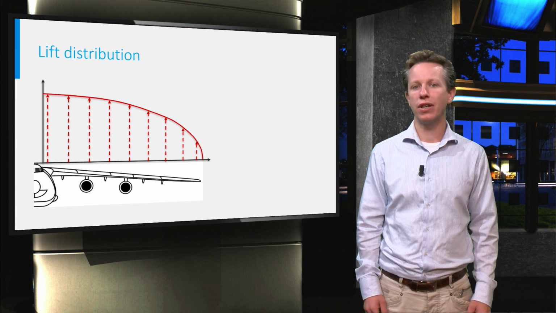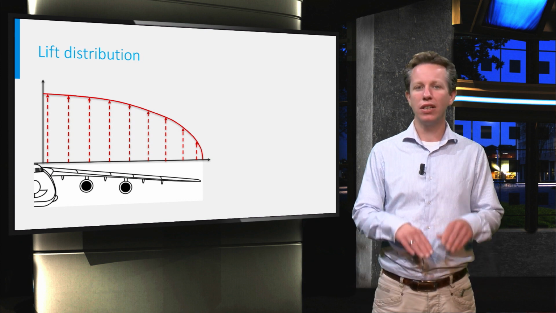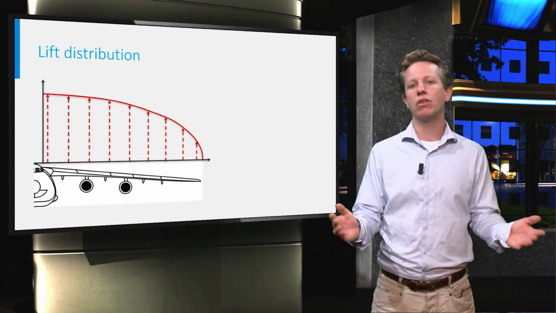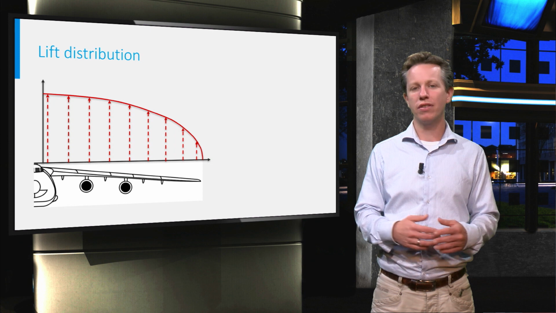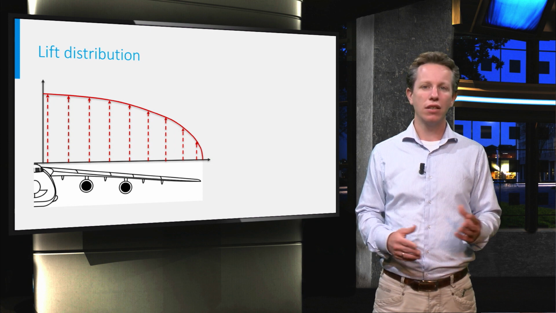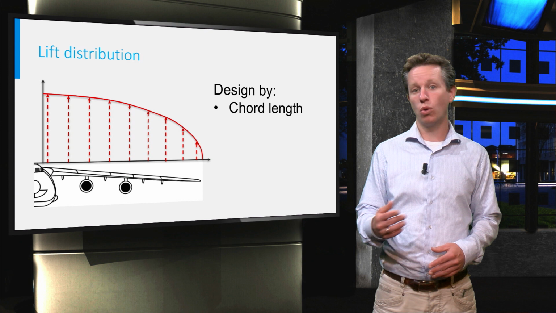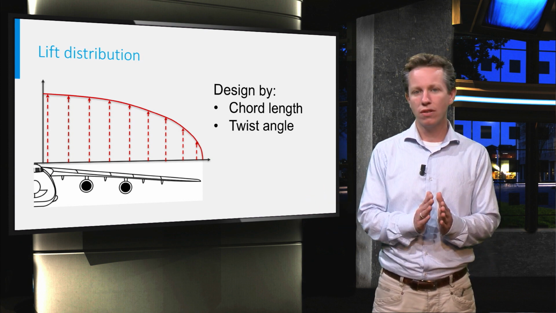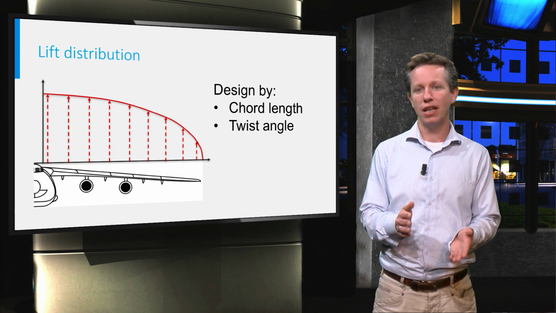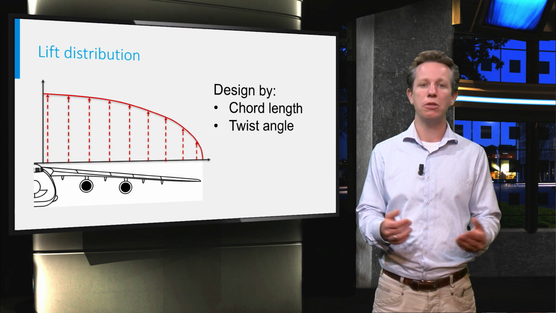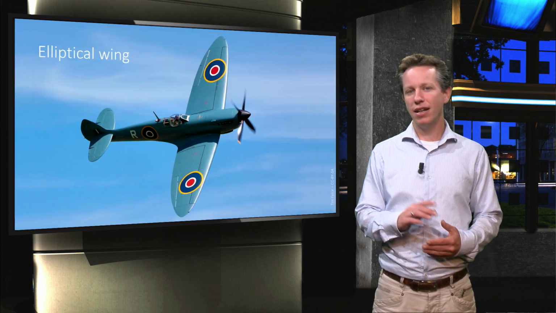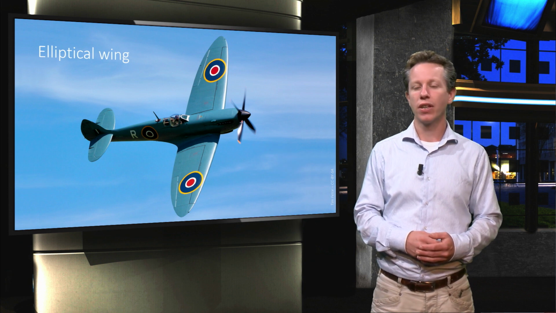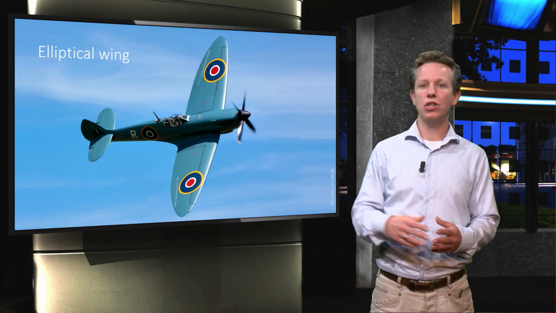The span efficiency factor phi represents how the lift is distributed over the wing. In the ideal scenario, it is elliptical because this results in a constant downwash behind the wing. The lift distribution can be designed by the chord length and the twist angle of the wing. With a smaller chord, there is less lift force, and with a twist angle, the sectional angle of attack can be specified. A nice example of an aircraft with an elliptic lift distribution is the Spitfire. It has an elliptical wing to achieve this.